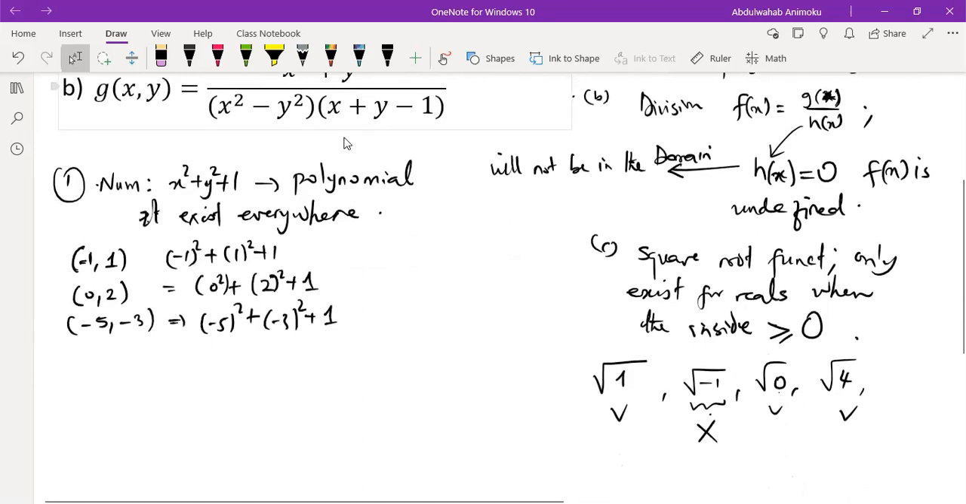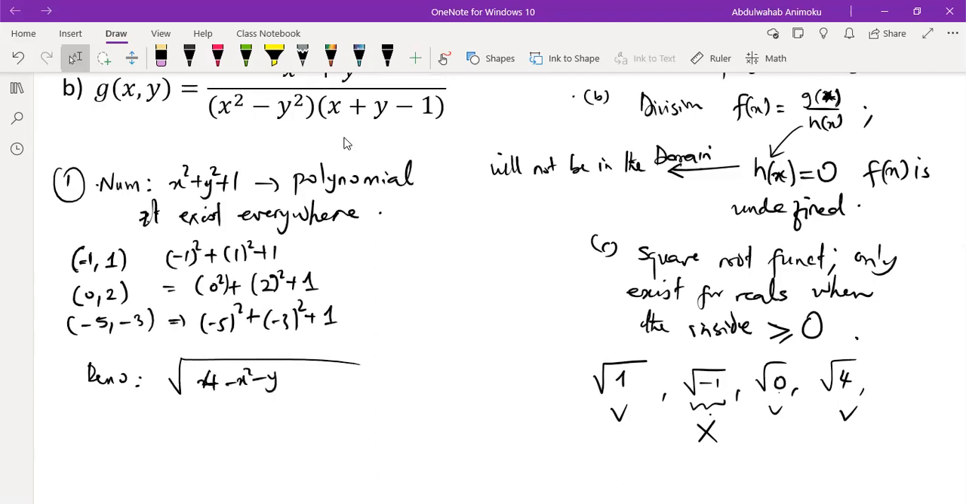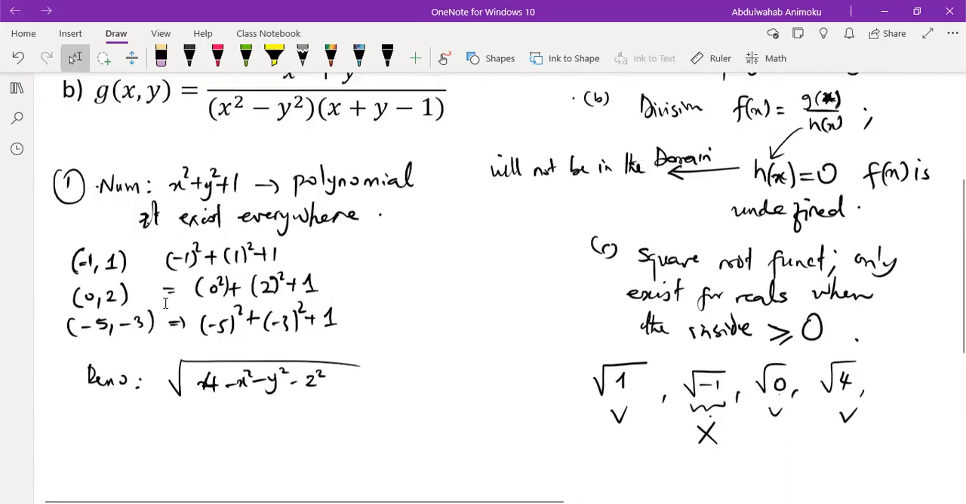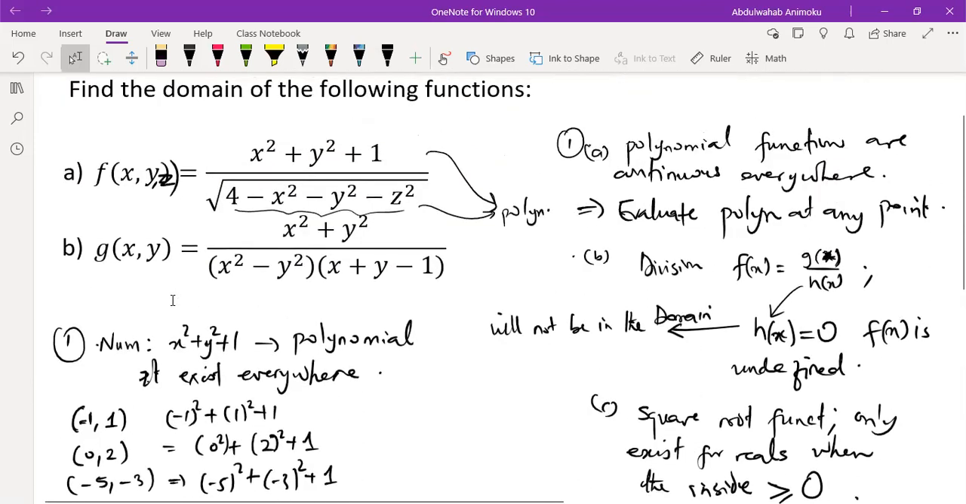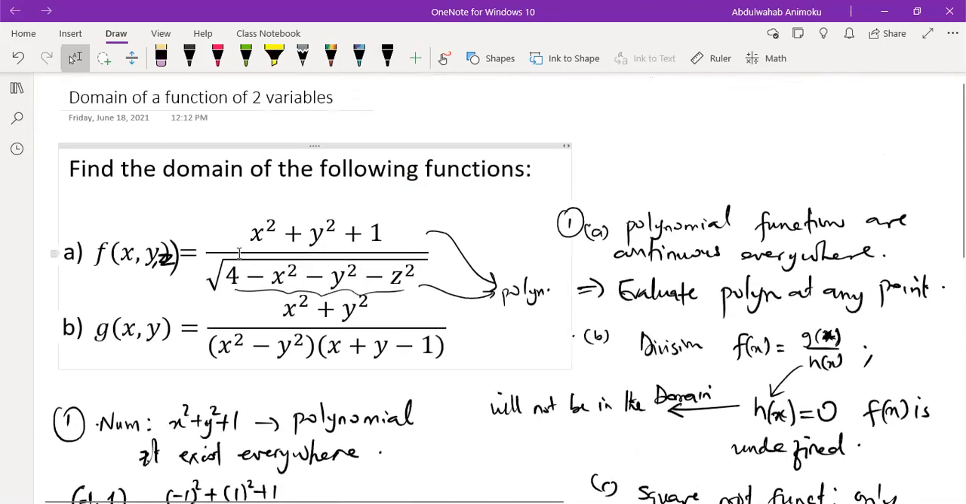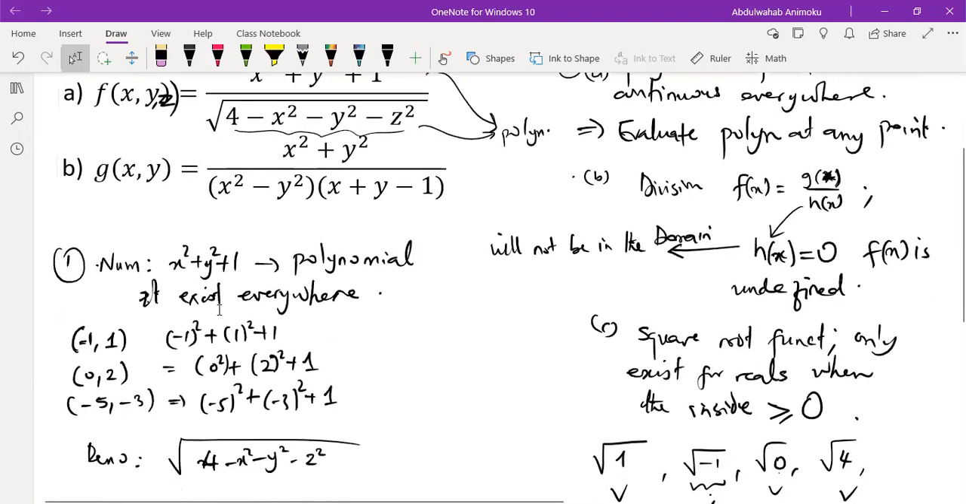So the denominator actually says we have this function 4 minus x squared minus y squared minus z squared. Is it minus z squared? Yes. So this is a function of f(x, y, z). So let me just add that. Now, when you look at this, we already said that when we have a fraction, it will not exist when the denominator is 0.